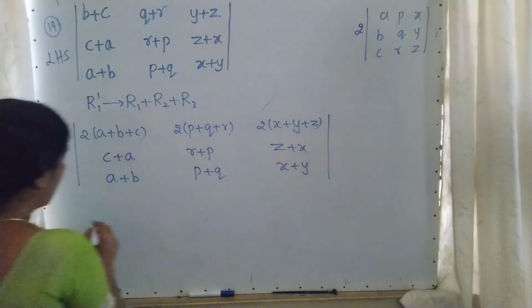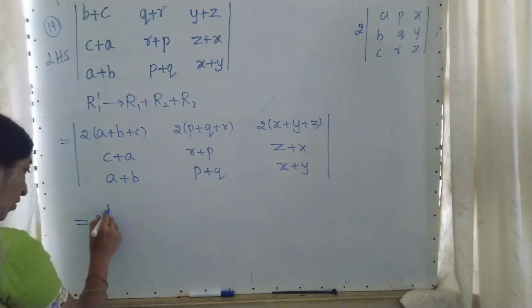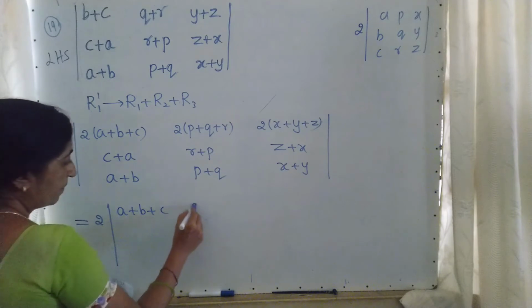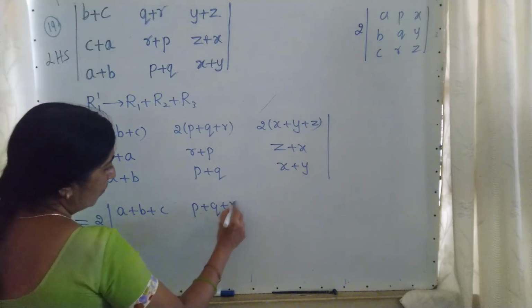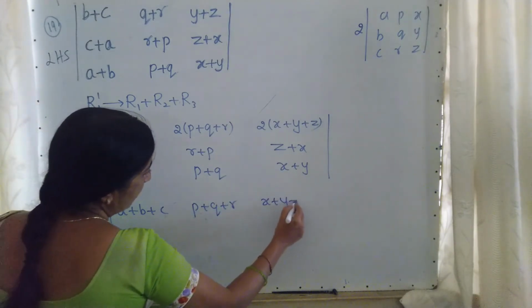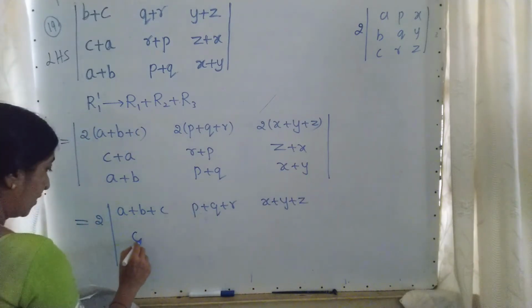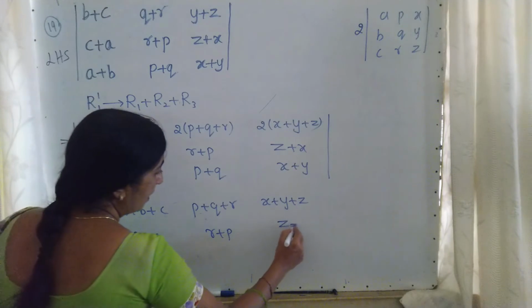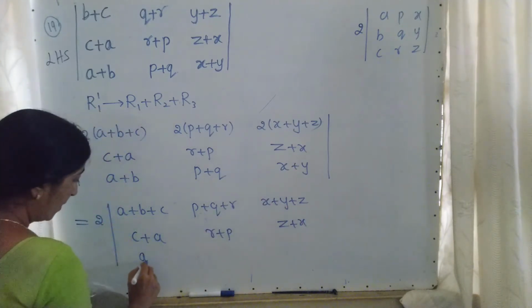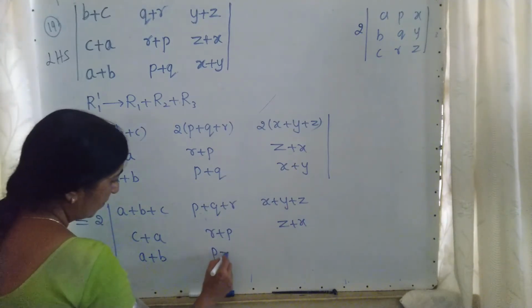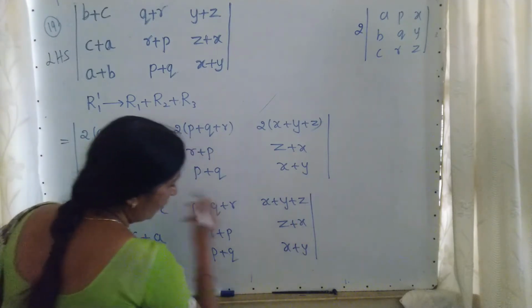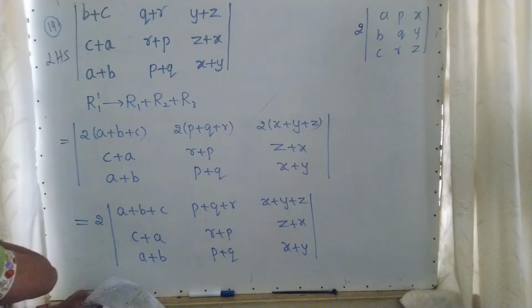Now what can we take common? We can take 2 common from the first row: A plus B plus C, P plus Q plus R, X plus Y plus Z. The remaining 2 rows: C plus A, R plus P, Z plus X, then A plus B, P plus Q, X plus Y. After this, if possible, try to get a single expression.